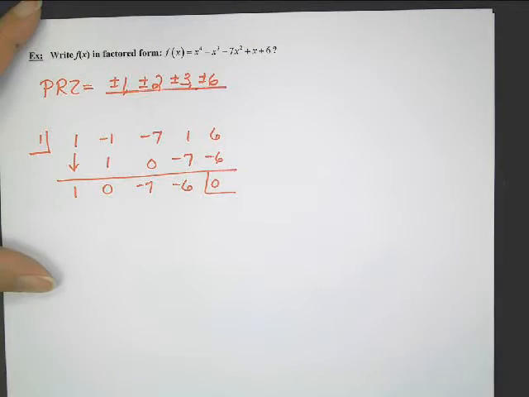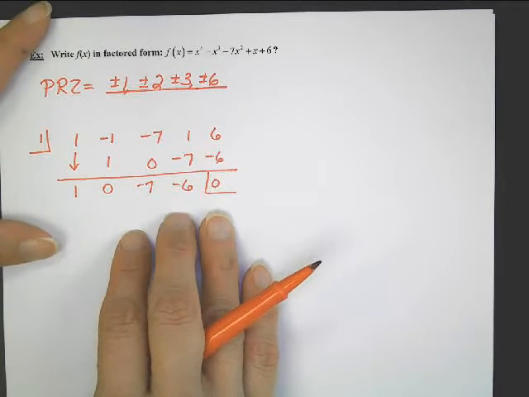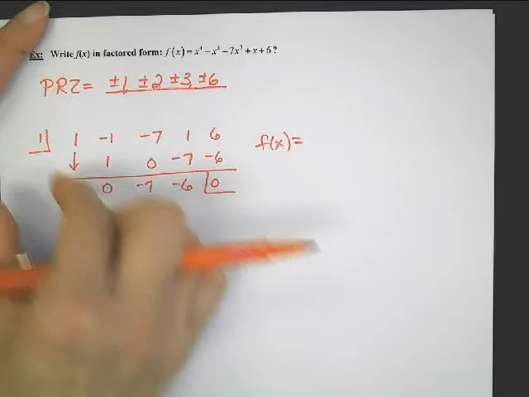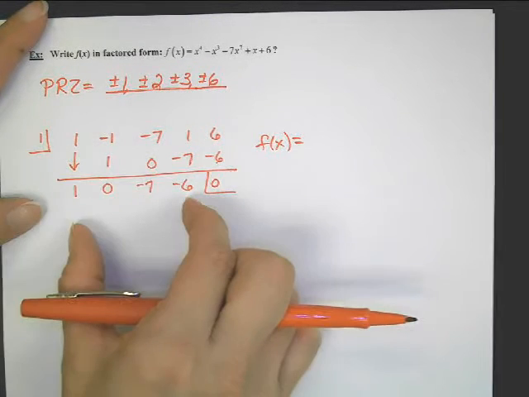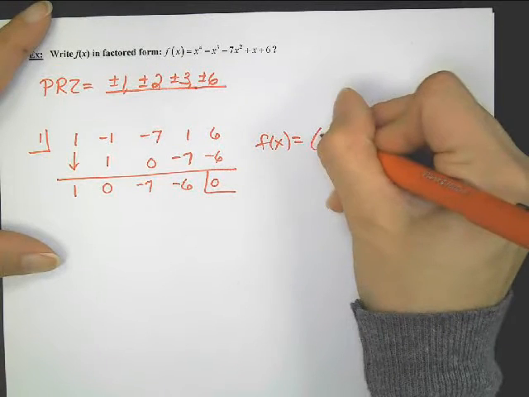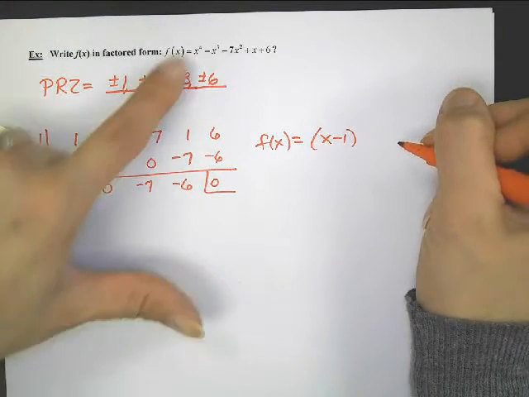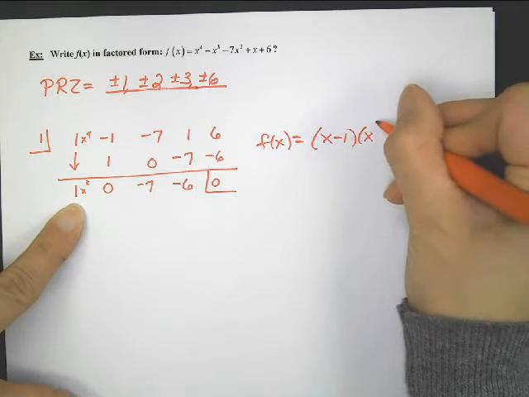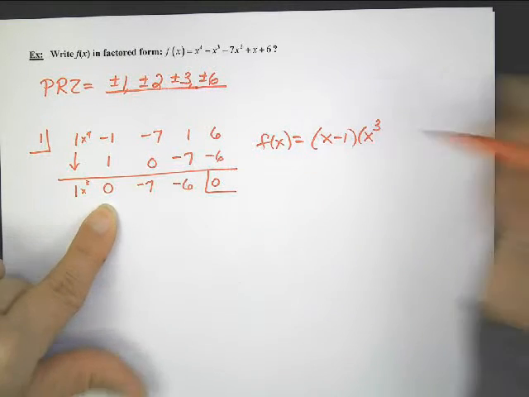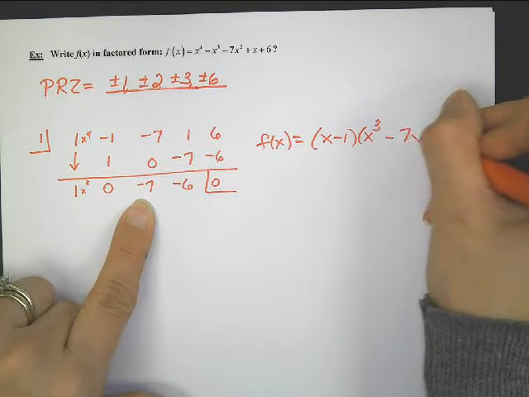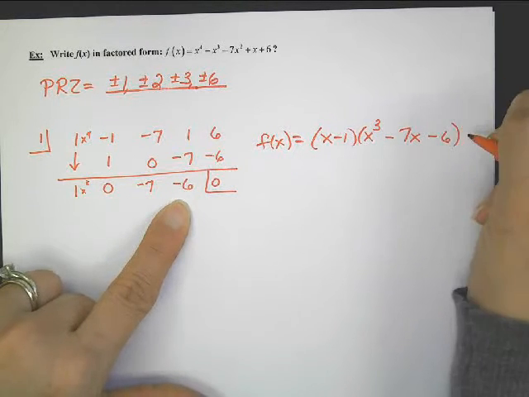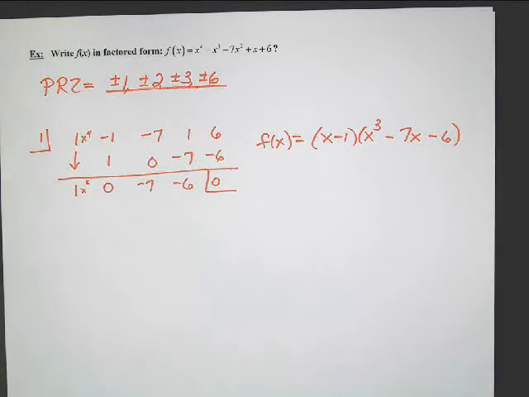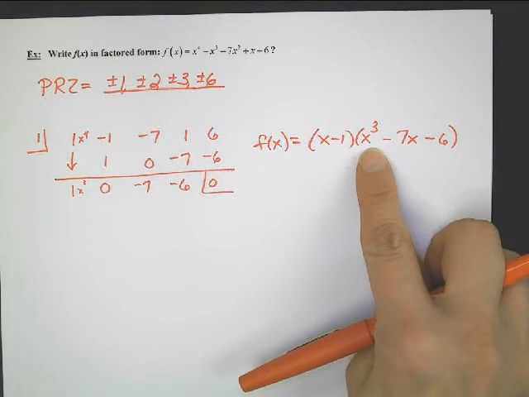I found a winner. As soon as you find one that works, what are we supposed to do? Write f of x in the new factored form. Write the factor and write your quotient. X minus 1. This was x to the 4th, so now we're down to x to the 3rd plus 0x squared minus 7x minus 6. Okay, can we factor this by hand? No. So you really have to keep going until you get it down to x squared.